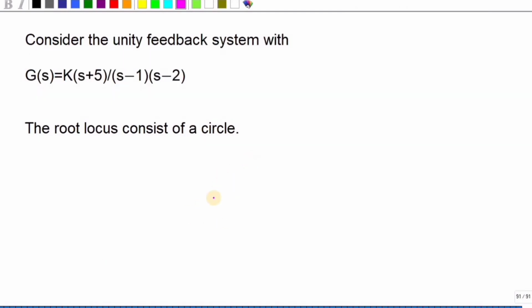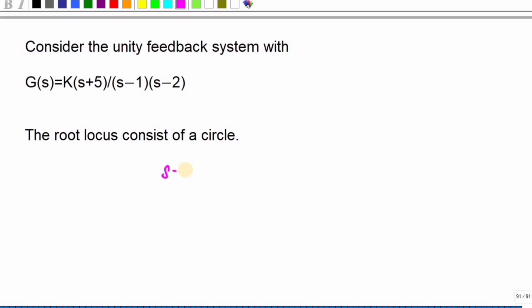Consider the unity feedback system with G(s) = K(s + 5)/((s − 1)(s − 2)). The root locus consists of a circle. So you have to substitute s = x + jy in the above equation. So if you substitute in G(x + jy), you will get the answer like this, right?